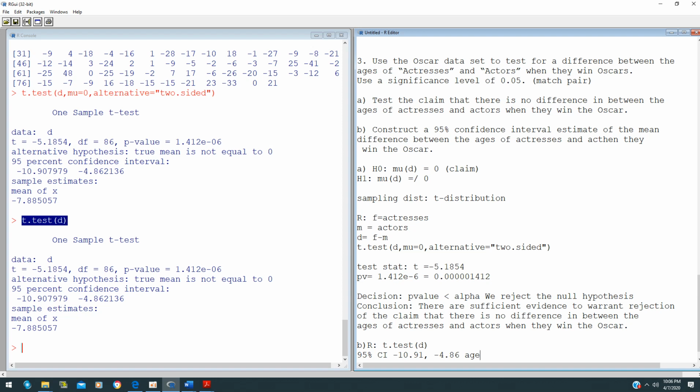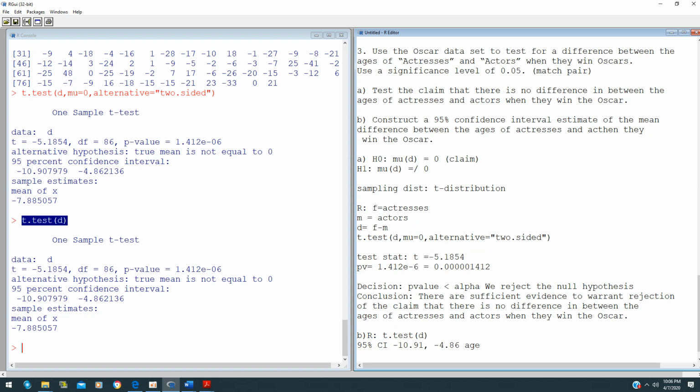Since both of these are negative, it's telling us that the males are older than the actresses in this case. First thing first, it does not capture zero. If it doesn't capture zero, that means mu d in this case is not equal to zero. Since this CI doesn't capture zero, mu d is not equal to zero, which is the same thing as what we just said here: we reject that they are equal. So when you reject that they are equal, your mu d here is not equal to 0.